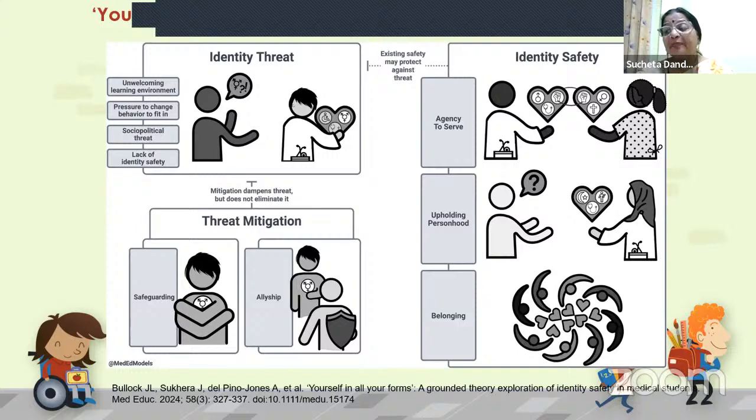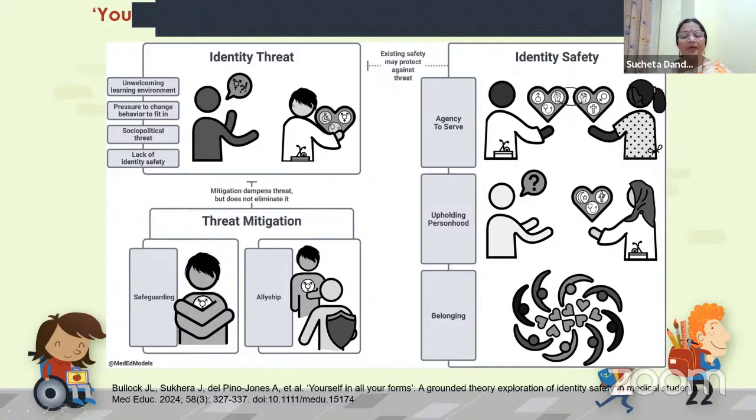So as learners develop into professionals, they navigate the process of professional identity formation, a development and socialization process by which individuals join the professional community. Throughout this professional identity formation, the learner's personal identities influence their emerging professional identity. And that is the reason why we come to the concept of identity safety. It is existing safely, where you can be protected against threat.